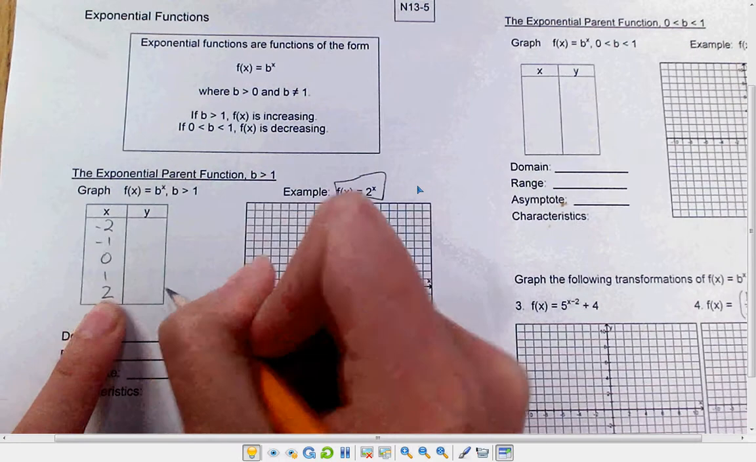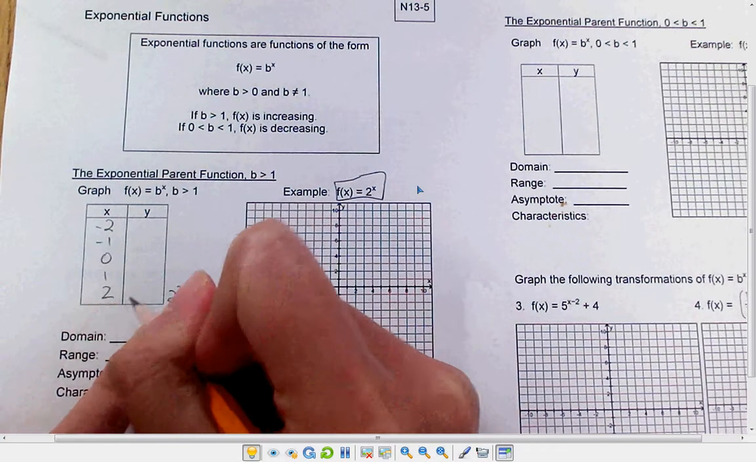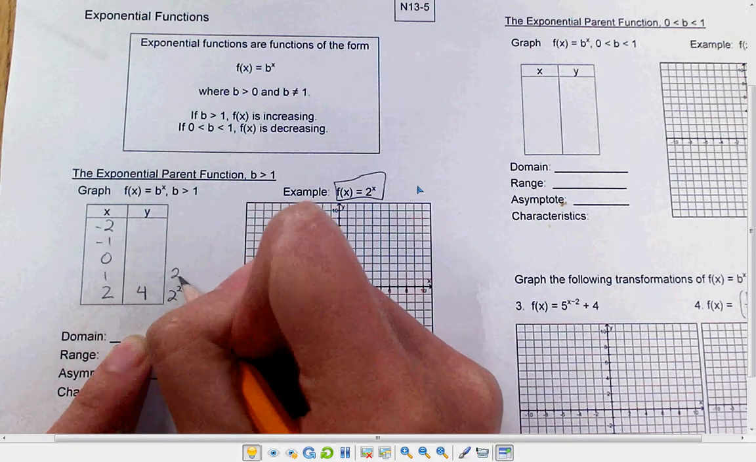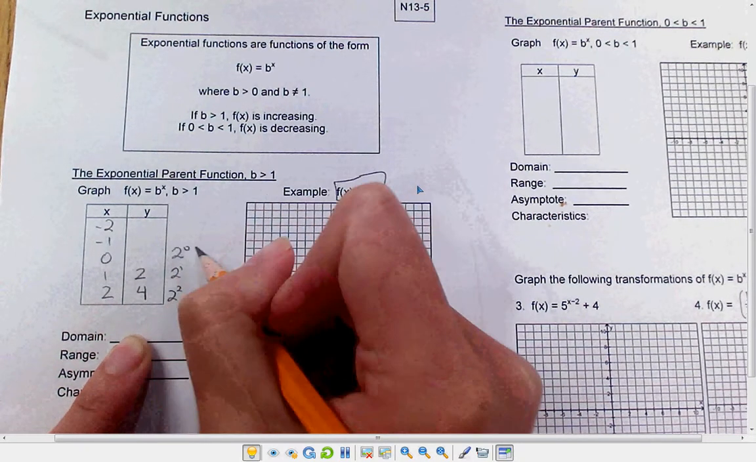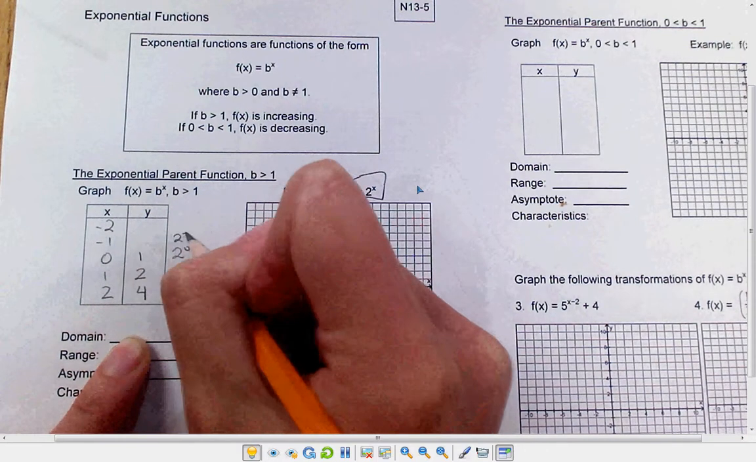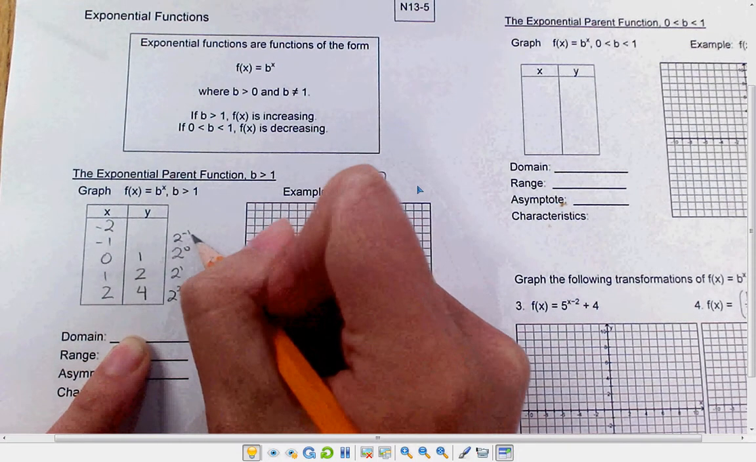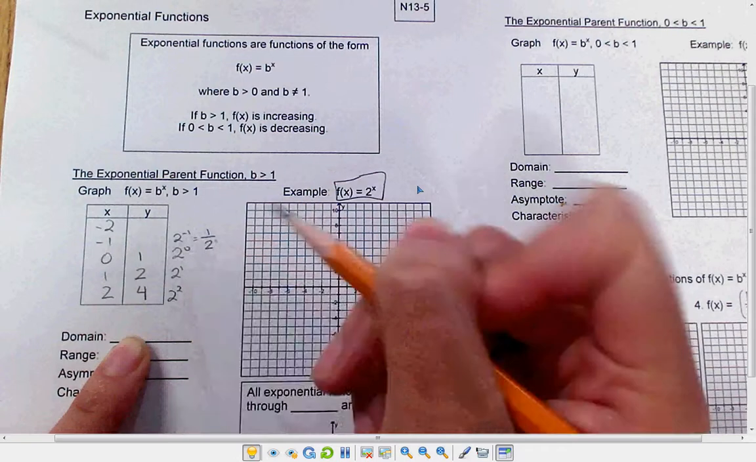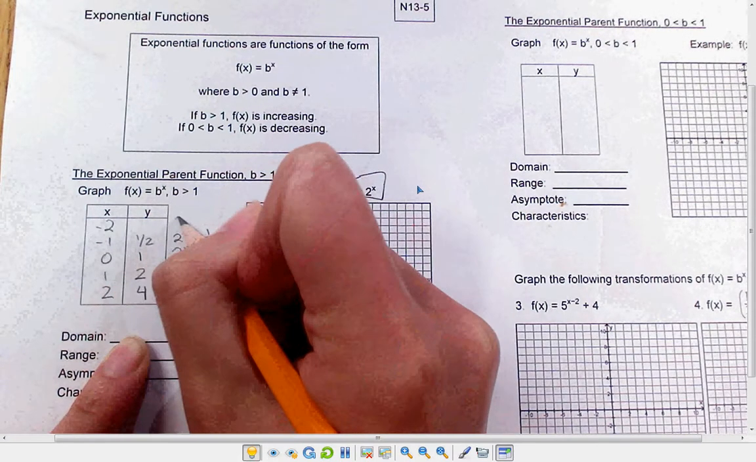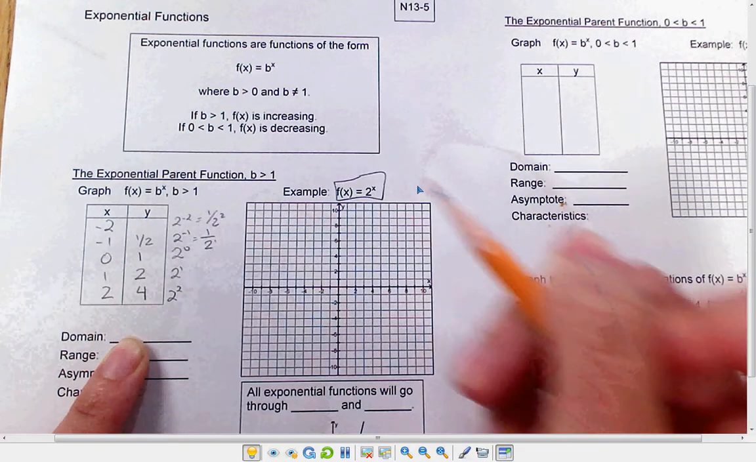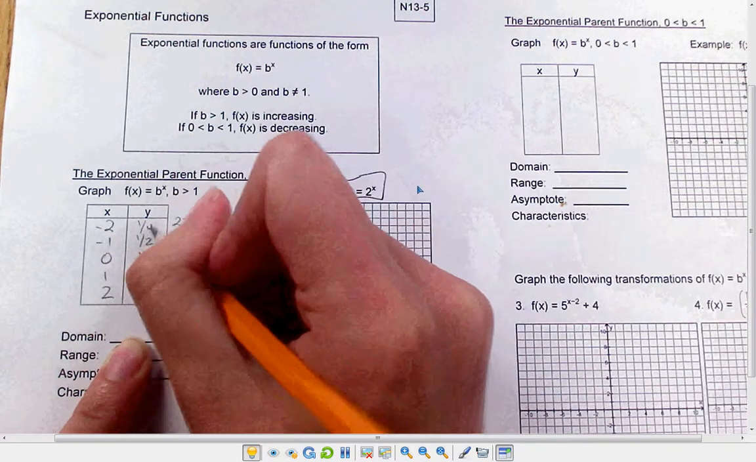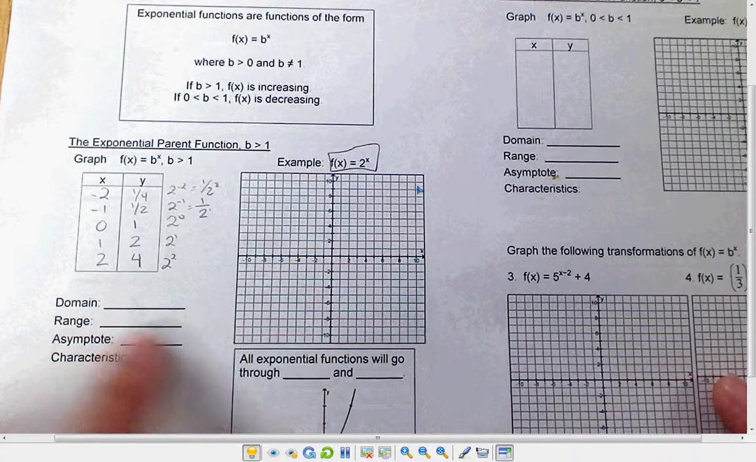So let's start over here. We know 2 to the power of 2 is 4. 2 to the power of 1 is 2. 2 to the power of 0, anything to the power of 0 is just 1. 2 to the power of negative 1, negative exponent means it's 1 over 2 to the power of 1, so this is 1/2. And then 2 to the power of negative 2 is really 1 over 2 squared, which is 1/4. So these are the points I'm going to be plotting on my graph.